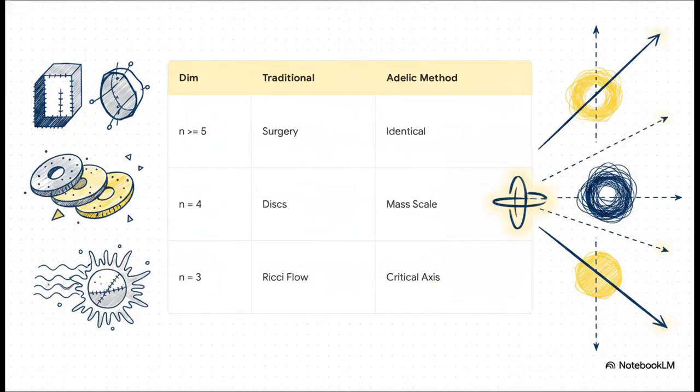Okay, part 1, beyond geometric surgery, going from cutting to filtering. Now, you might already know how fractured traditional proofs used to be. For high dimensions, mathematicians used geometric surgery to safely cut and paste manifolds. Down in dimension 4, they had to use these incredibly complex, non-smoothable disks just to deal with singular crowding. And for dimension 3, well, Perelman famously used Ricci flow as surgery. But here's the game changer. The Adelic method unifies the whole shebang. There is zero physical surgery required for any dimension. Instead, each dimension is just cleanly mapped to a specific mathematical axis or scale.